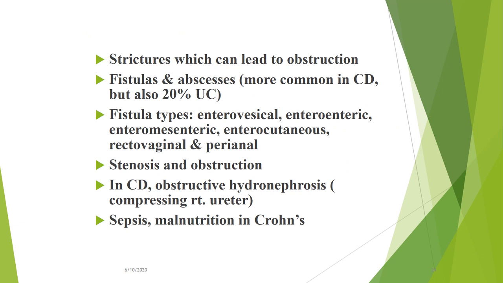There can be a fistula and abscess, which are usually more common in Crohn's disease than in ulcerative colitis. There can be many types of fistula according to the organ involved, and there can also be involvement of the renal system. As we said, it might be obstructive, or hydronephrosis because of compression of the right ureter, sepsis, and malnutrition in Crohn's.